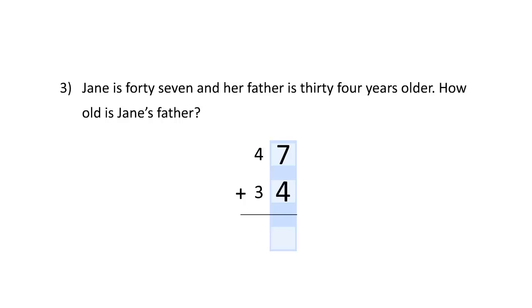7 plus 4 is 11, so I carry 1 and put down 1. 4 plus 3 is 7, plus the 1 that I carried is 8, so I put down the 8. And my answer is 81. 81 what? The question was, how old is her father? So the answer is 81 years.